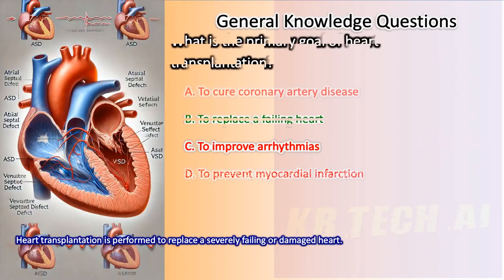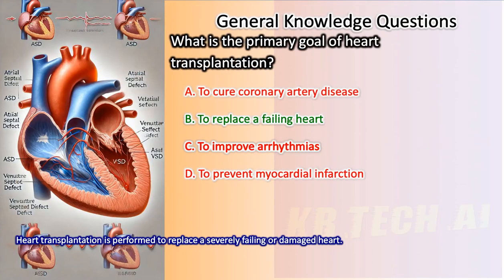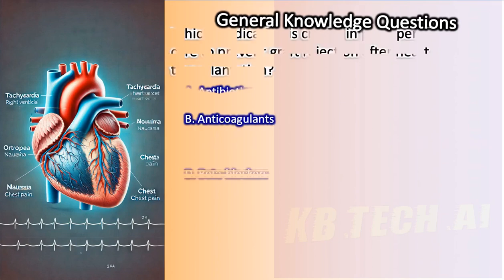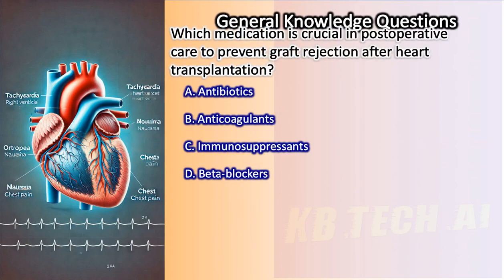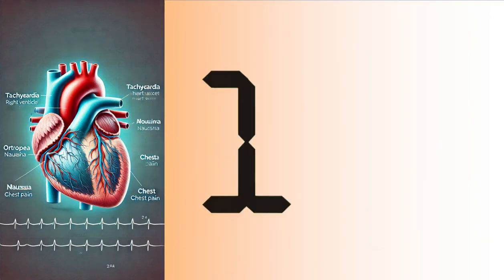The answer is Option 2. To replace a failing heart. Which medication is crucial in postoperative care to prevent graft rejection after heart transplantation? Option 1. Antibiotics. Option 2. Anticoagulants. Option 3. Immunosuppressants. Option 4. Beta blockers.